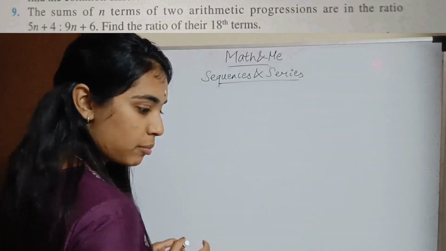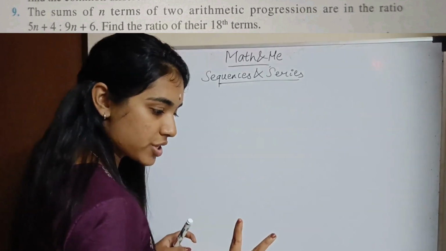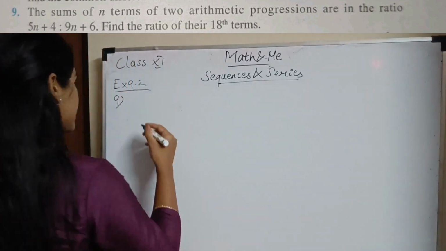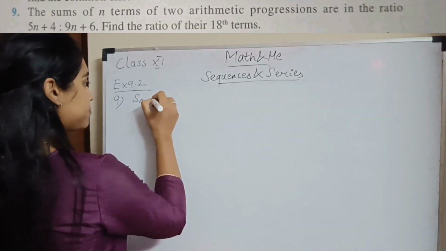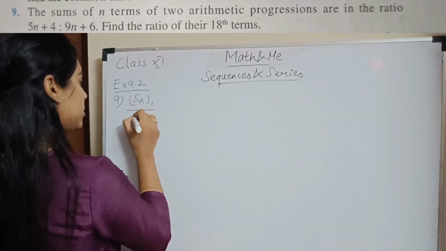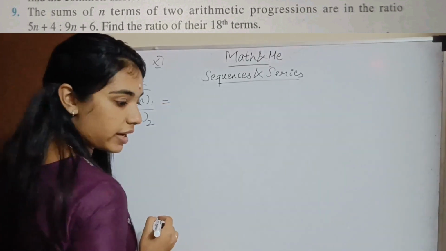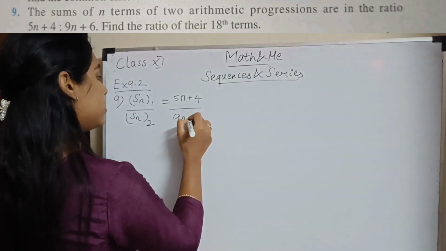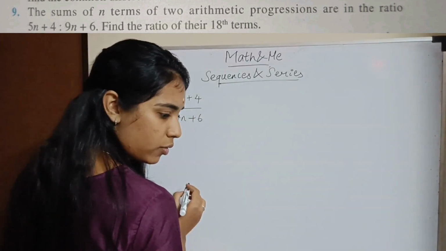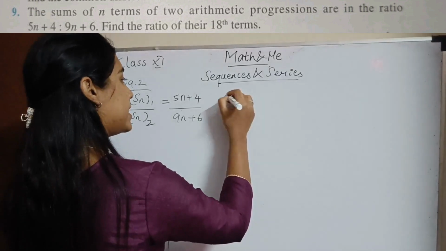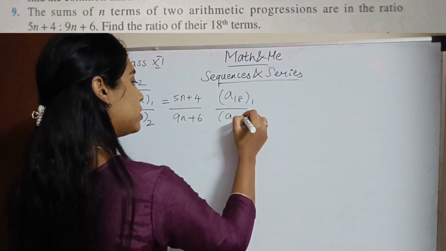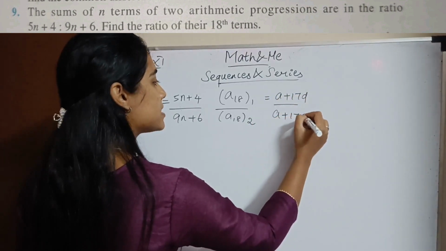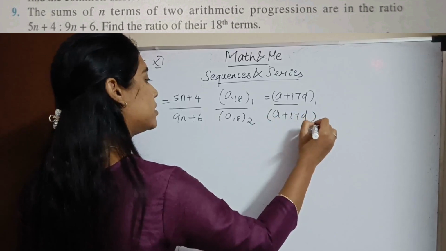Question number 9. The sum of n terms of two arithmetic progressions are in the ratio 5n plus 4 to 9n plus 6. This is very similar to the example question. So you have Sn of arithmetic progression 1 and Sn of arithmetic progression 2. They are in the ratio 5n plus 4 divided by 9n plus 6. You need to find the ratio of their 18th terms. So A18 of AP1 and A18 of AP2, which is A plus 17D divided by A plus 17D. This is of AP1, this is of AP2.